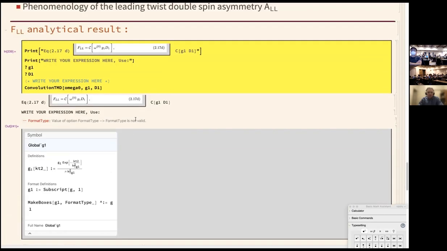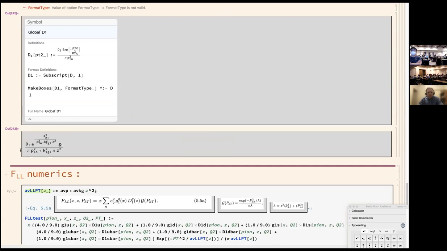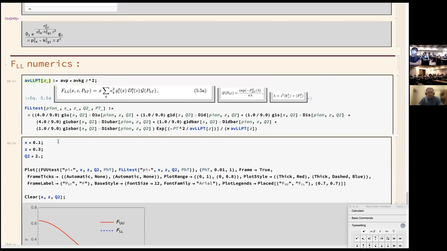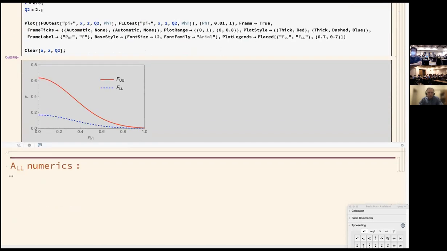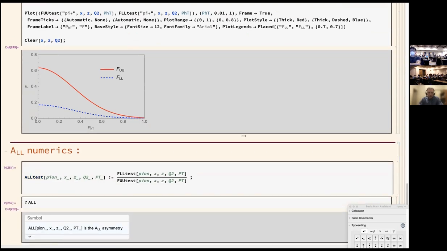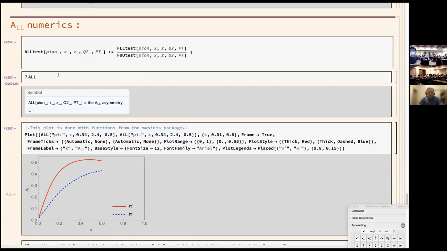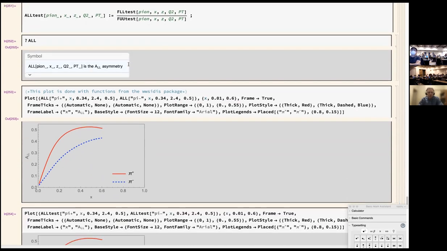So let's see if it's still running. No, it's not running, it's done. So here it gives me the result, okay? And I'm just programming it directly. Once I've done it, I can plot now my FUU and FLL, and then I can do my numerics. So I'm doing my ALL test, which is an FLL test. That's the one that I programmed, and the FUU test, the ratio.